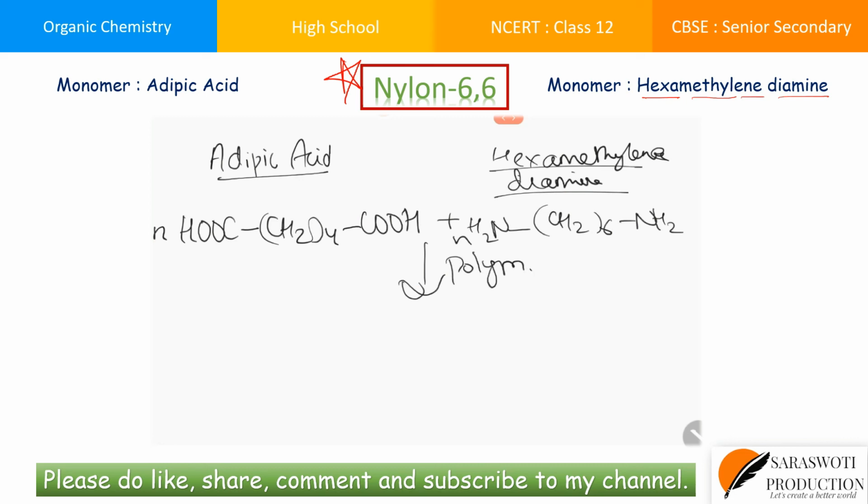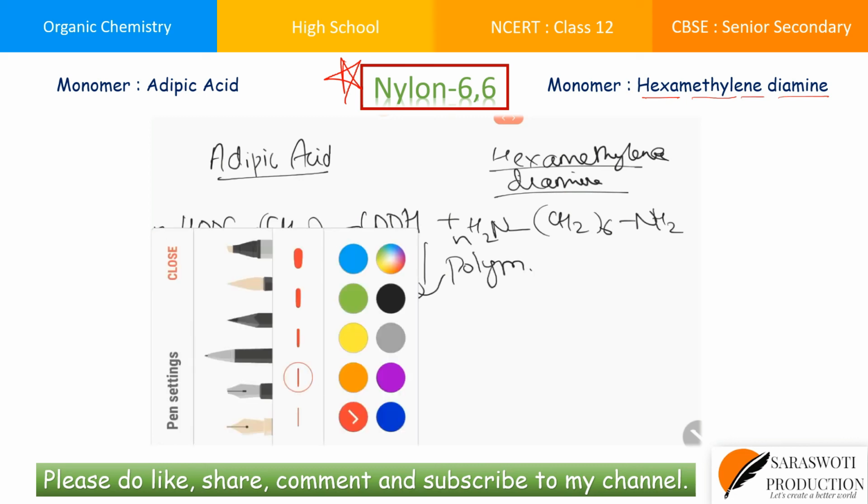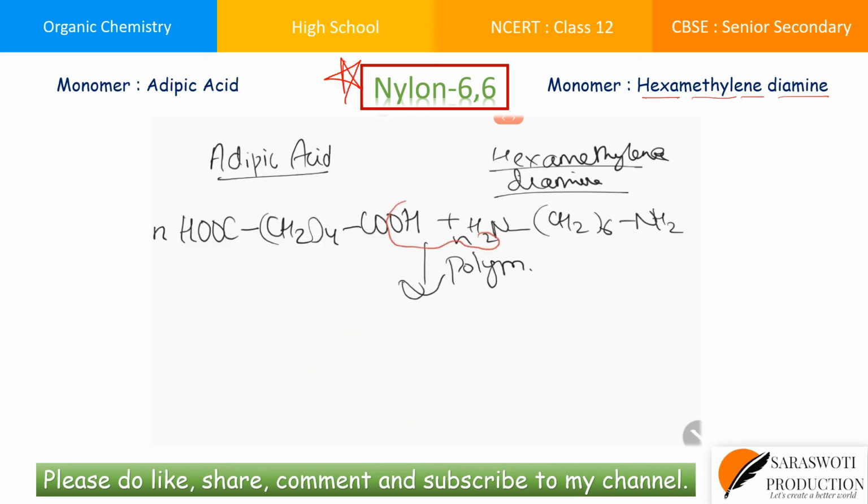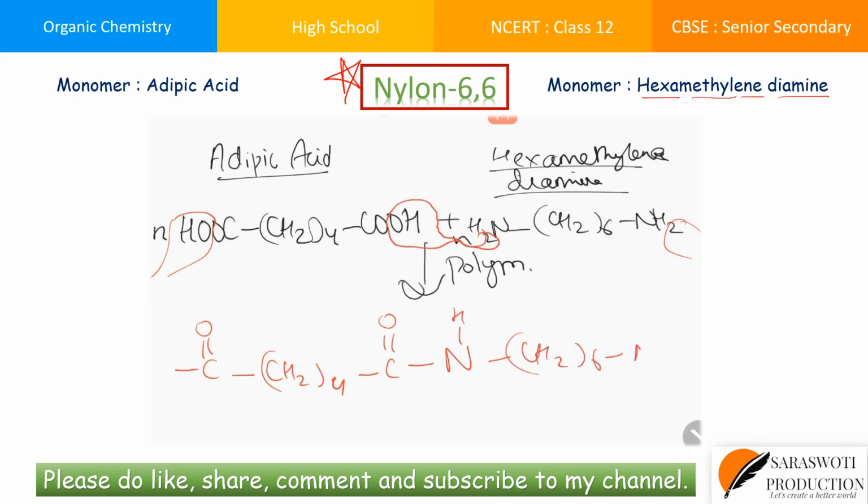You're going to get from here, let me use a different color pen. From here H and OH are taken out. From here OH goes, from here H goes, to give me now carbon double bond O, (CH2)4, C double bond O, N, H, (CH2)6, N, H, whole n, and also plus nH2O. Simple, and that's how to get the answer for Nylon-6,6. This is our Nylon-6,6.